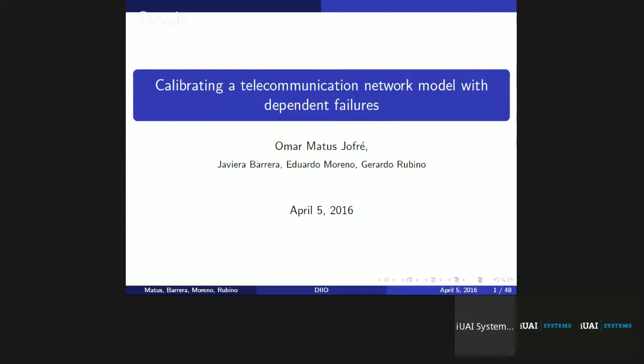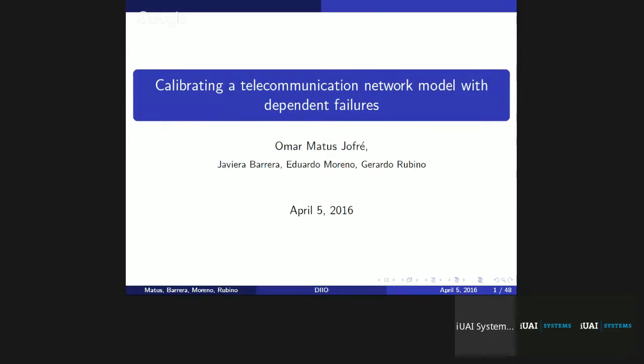Okay, so we'll start. This time we have one of our own, Omar Matus. He was a student here at the Universidad Adolfo Ibañez. He did the master in engineering science here. And he presented today a work he did with professors Javier Barrera and Moreno called Calibrating a Telecommunication Network Model with Dependent Failure. Thank you very much.